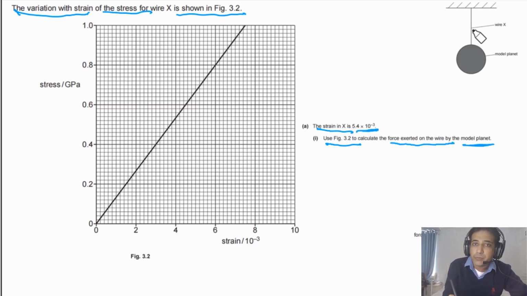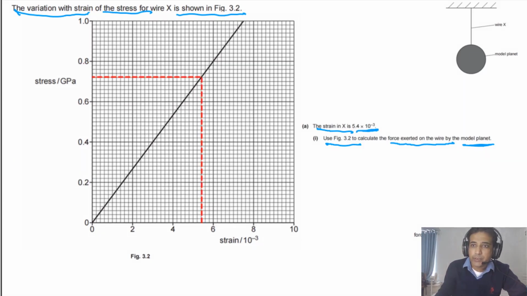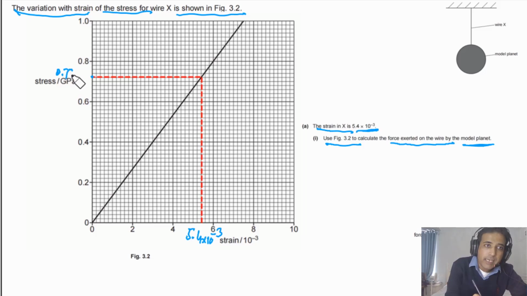So for this question, we have the value of strain of this wire, and the value of stress we can find from the graph. So simply we can draw this line so we can find out the value of stress. This is the value of strain, 5.4 times 10 to minus 3, and we can read the value of stress from here, which is equal to 0.72 times 10 to 9.